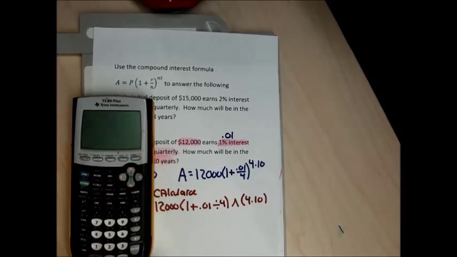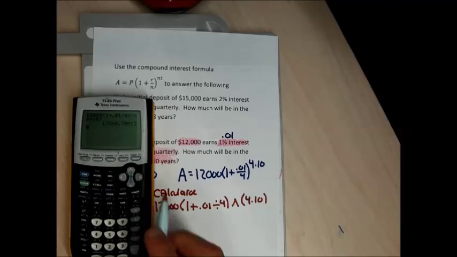So now it's just calculator time. So 12,000 times parentheses 1 plus 0.01 divided by 4. Up arrow 4 times 10, or I could have done up arrow 40. And I'm going to round that to 2 decimal places.